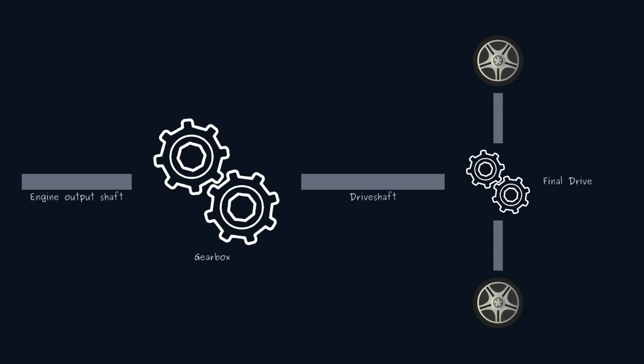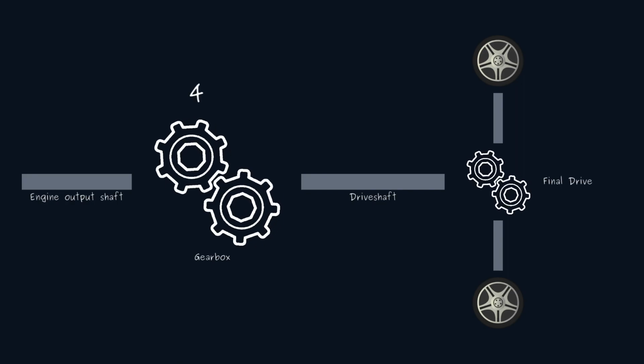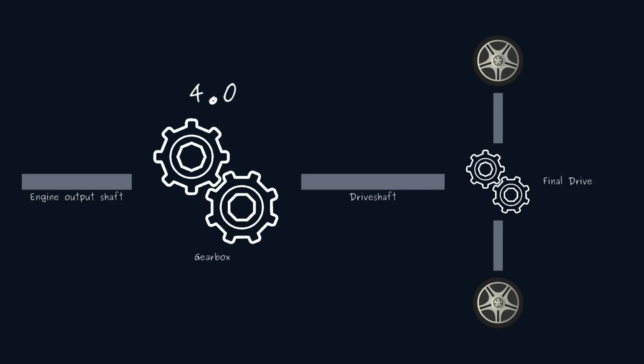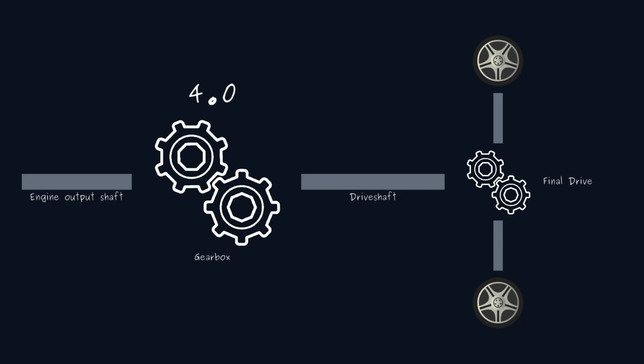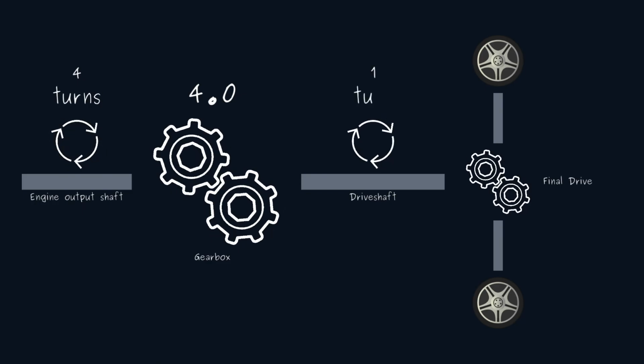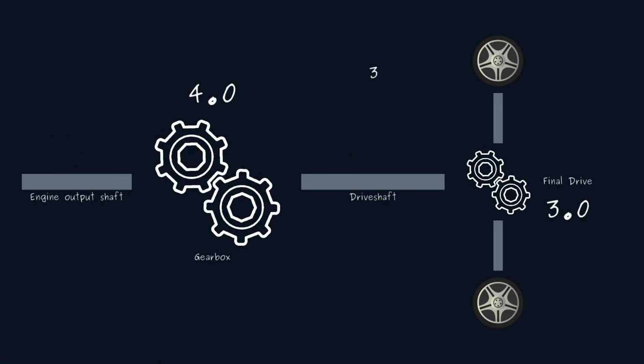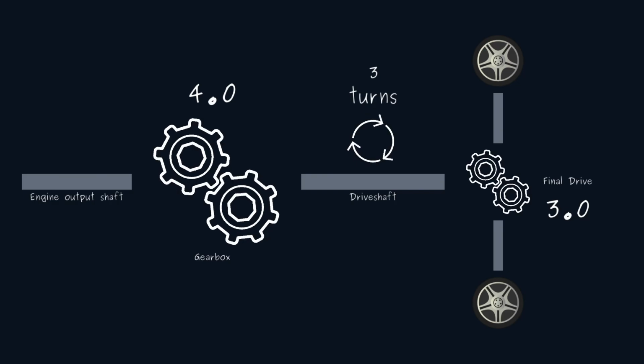Descriptions can be helpful, but let's go through an example with some numbers. If you have a gear with a ratio value of 4, then this means that every time the engine output shaft rotates 4 times, the drive shaft will have rotated once. If your final drive ratio is 3, then for every 3 turns of the drive shaft, the wheels of the car will rotate once.